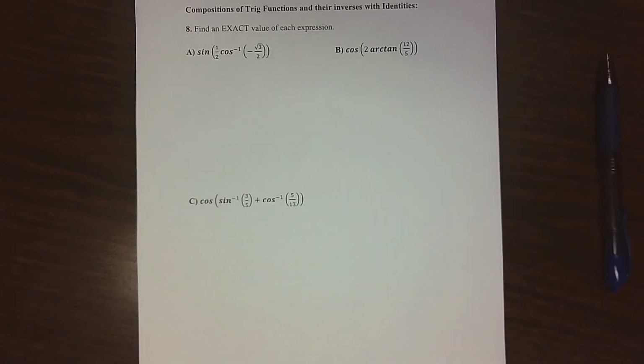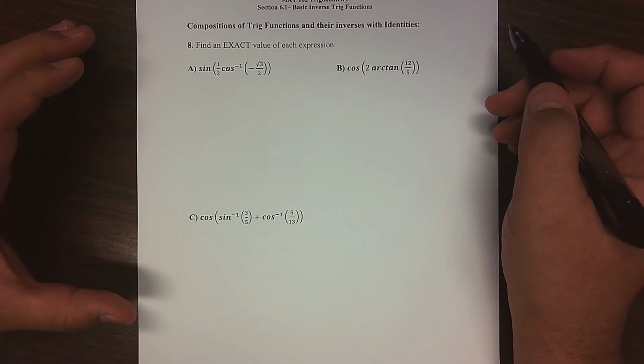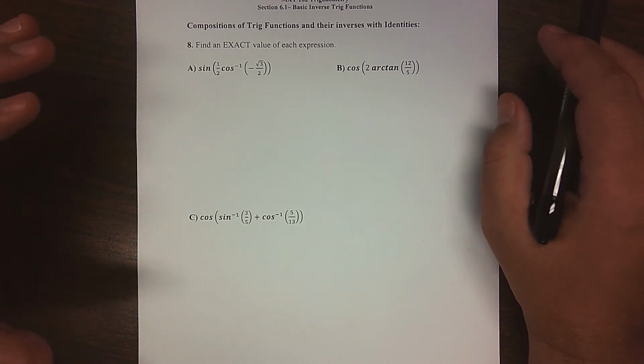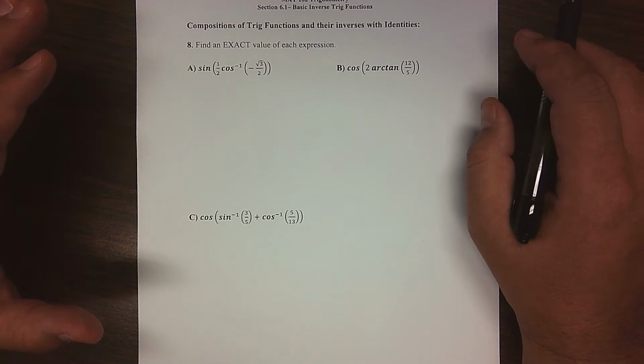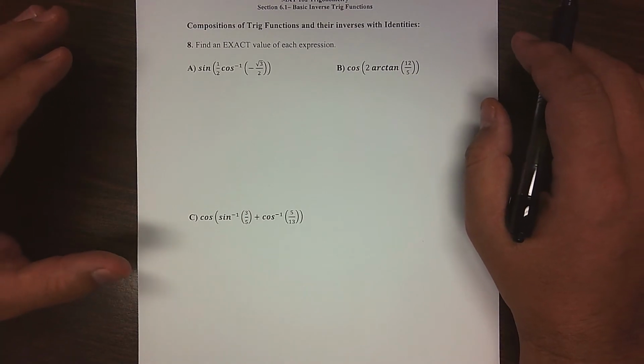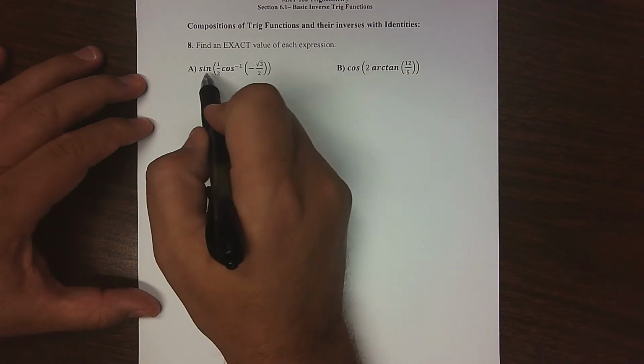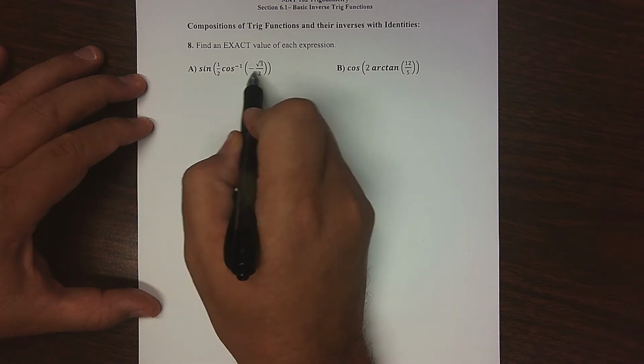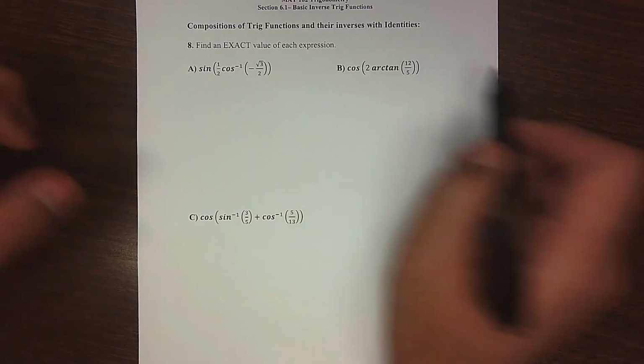Okay, so we're still dealing with compositions of trig functions, but there's a little bit more going on, and what we just have to do is be aware of the identity that's being shown. So like in this first one, we have sine of 1/2 times the cosine of the inverse cosine of negative square root of 3 over 2.